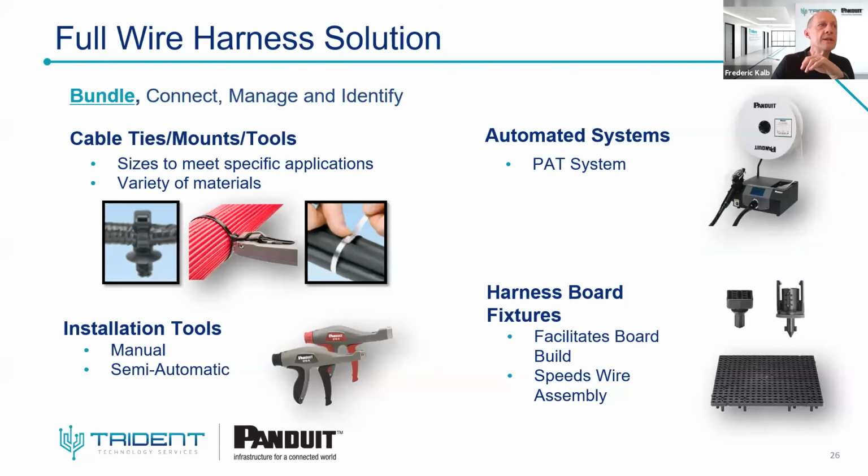That's the reason why you can see here also quick build. It's the one here at the bottom right. This is a harness board fixture solution in order to give you the ability to build with more speed all the cable assemblies, the harness assemblies. And at the top right, you have also the pad system, which is an automated cable tie tool, giving you the ability to install a cable tie on a harness or on a cable in less than 1 second.